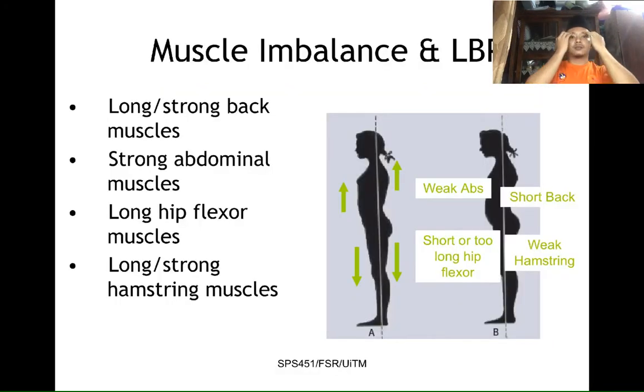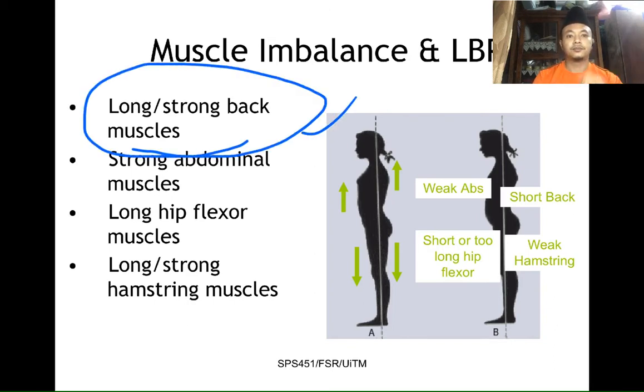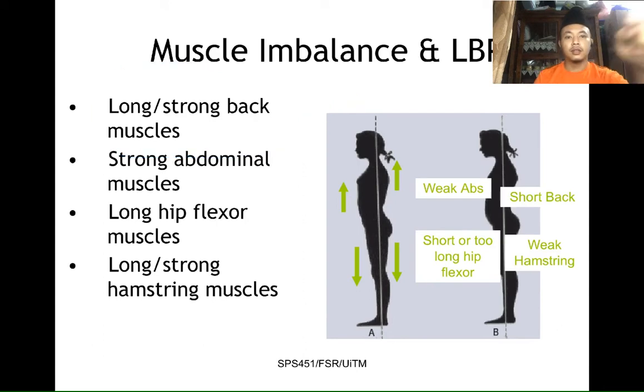Next slide is muscle imbalance and lower back pain. Apa hubungan muscle imbalance dengan lower back pain? For example, long strong back muscle. Biasanya kalau back awak kuat, your chest akan tak kuat macam tu. That is imbalance, your muscle imbalance. Strong abdominal muscle. Bila you have a strong abdominal muscle, your back will be weak. Your lower back will be weak.